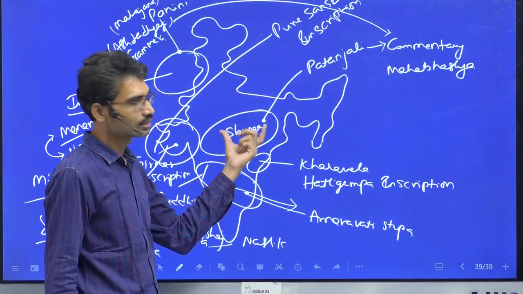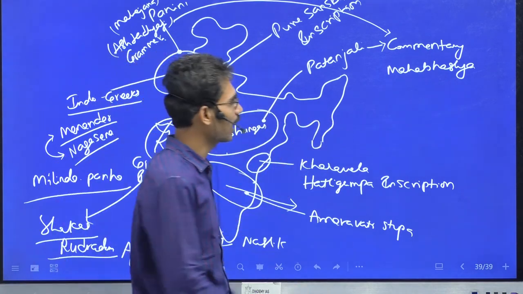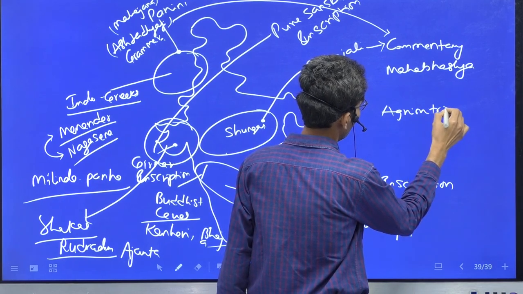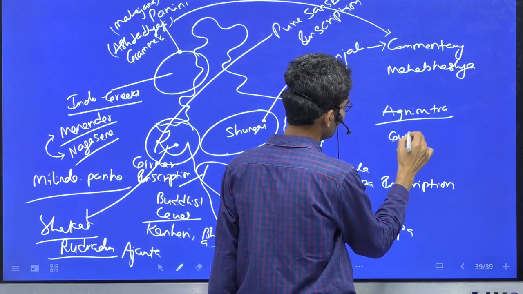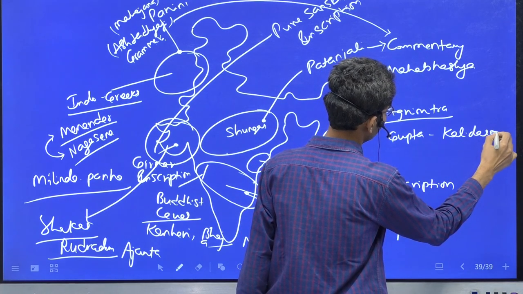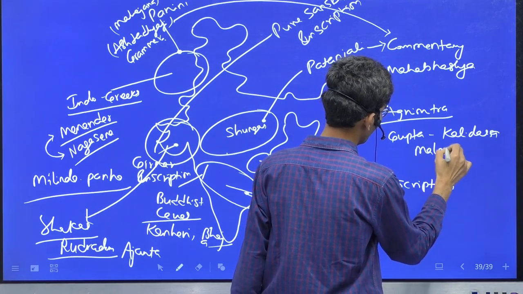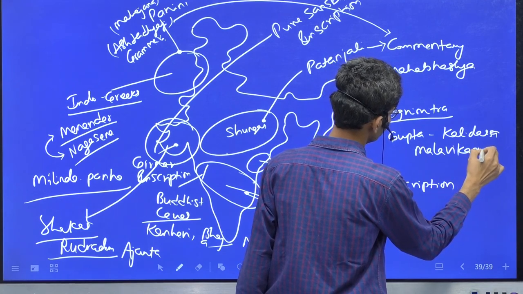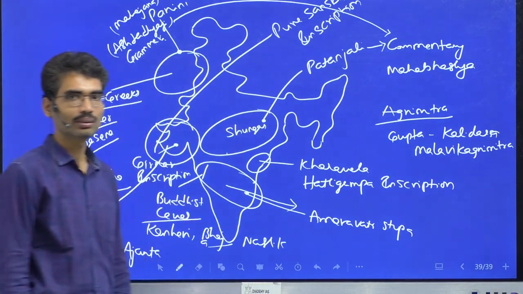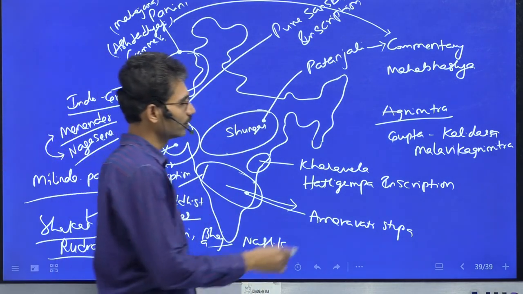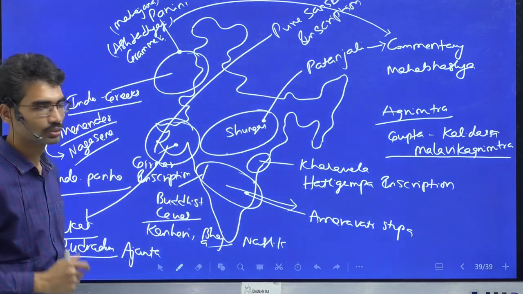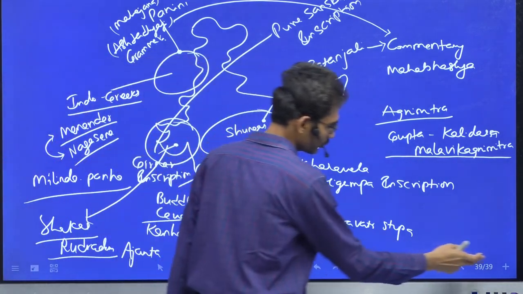About Shungas, Pushyamitra Shunga, his son Agnimitra was there. About Agnimitra, during Gupta time period, Kalidasa has written a book on him. That book is Malavika Agnimitram. This is how during this time period so many developments.